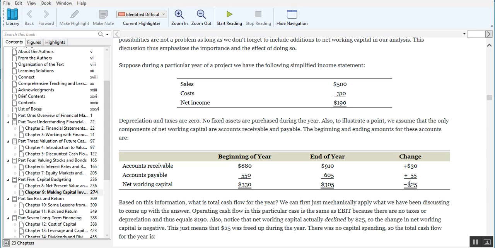Now, this is a change in net working capital, but the change in net working capital is exactly the opposite of the cash flow that's assumed here. So if we were doing a statement of cash flows, we would do a similar calculation, but when assets increase, it's a decrease in cash flow, and when liabilities increase, it's an increase in cash flow. So the way this would work is we would actually have an increase in cash flow from this of 25.